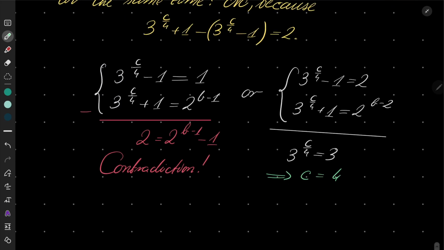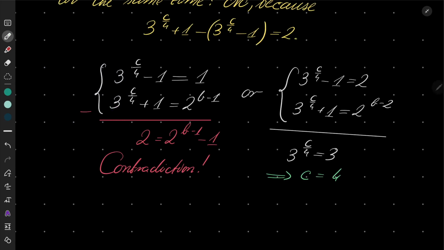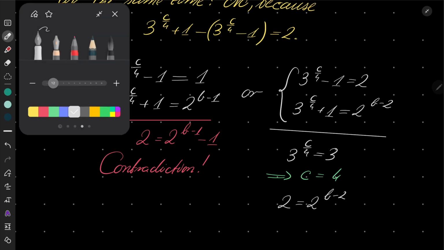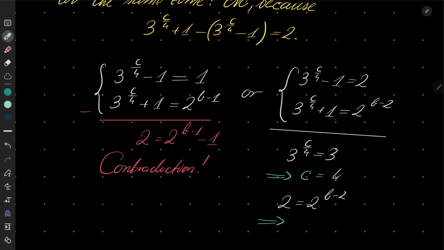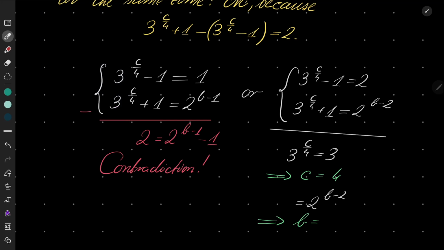That means that c over 4 equals 1, c equals 4, and plugging it in the second equation, we get 2 equals 2 to the power b minus 2, which means that b equals... what exactly? Am I right? No, sorry, my bad. Here should be 4, because 3 plus 1 is 4. So b equals 4 as well.